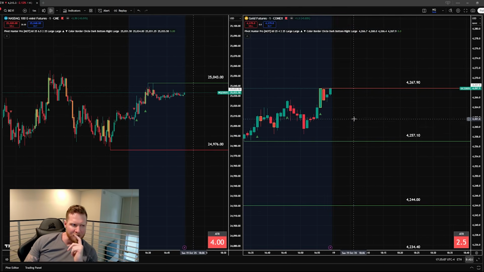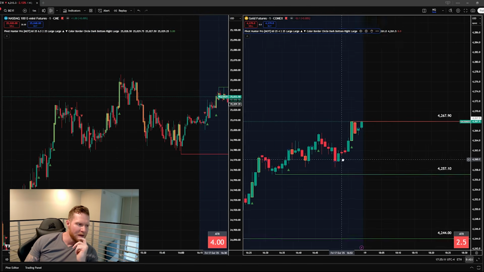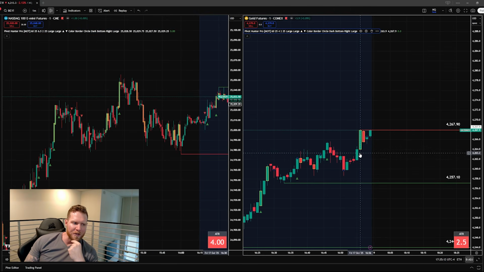In some rare occasions, I don't know if I'm going to find an example, but you might see a situation where you get a signal and it just taps the dotted line. The dotted line will disappear, right? Because it hit the dotted line. What I would do is I would still just wait for the next candle. A print through of the continuation, you're good.